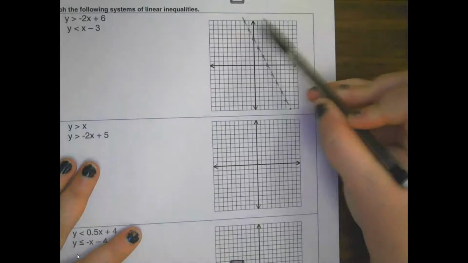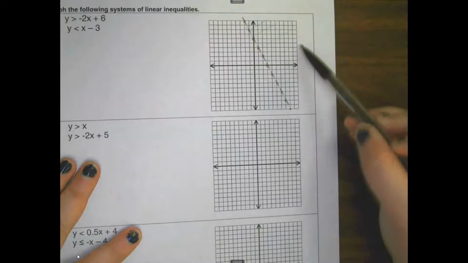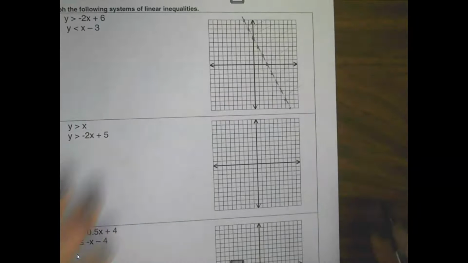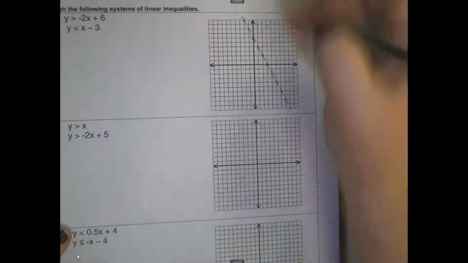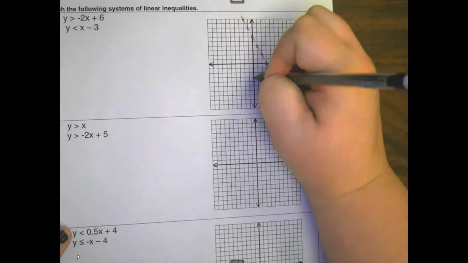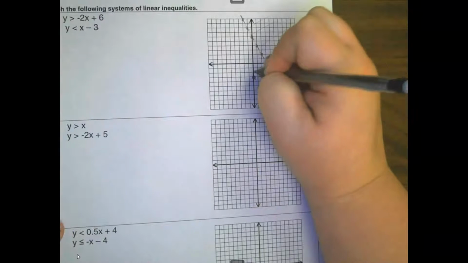So I'm going to very lightly put lines. That's all I'm going to do because I'm not looking at just that one. I'm going to look at both of them. So now I'm going to plot this one. So negative 3. It's going to be a dotted line. Maybe I'll remember this time.